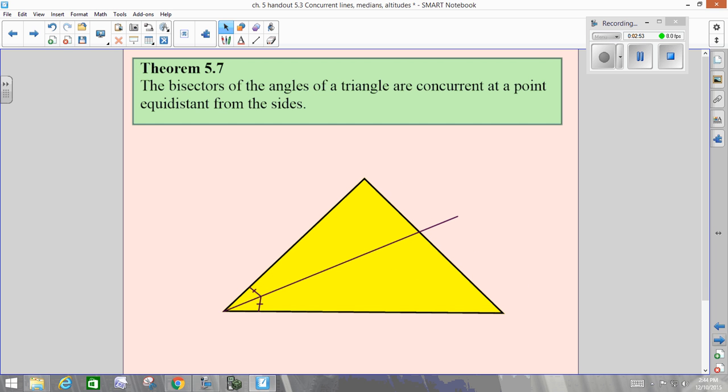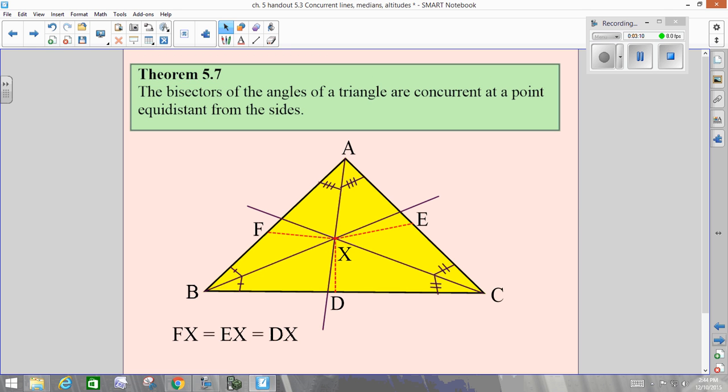Theorem 5.7 says the bisectors of the angles of a triangle are concurrent at a point equidistant from the sides. How many angles does a triangle have? 3. So how many bisectors will it have? 3. There's 1, there's 2, and there's the third angle bisector. They all intersect at point X.